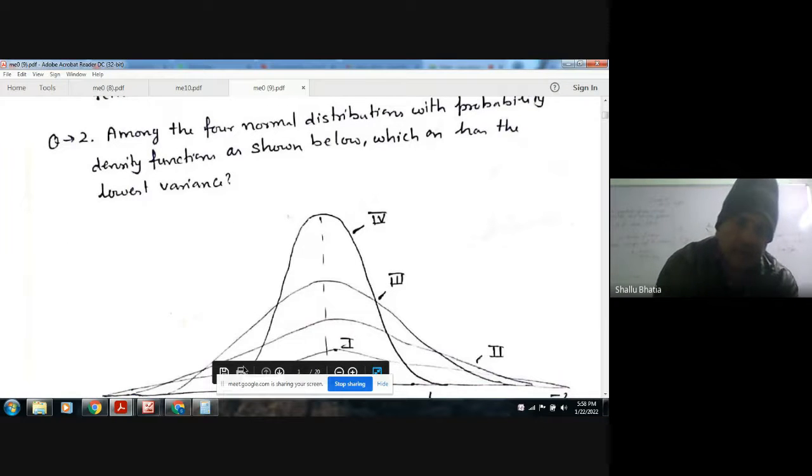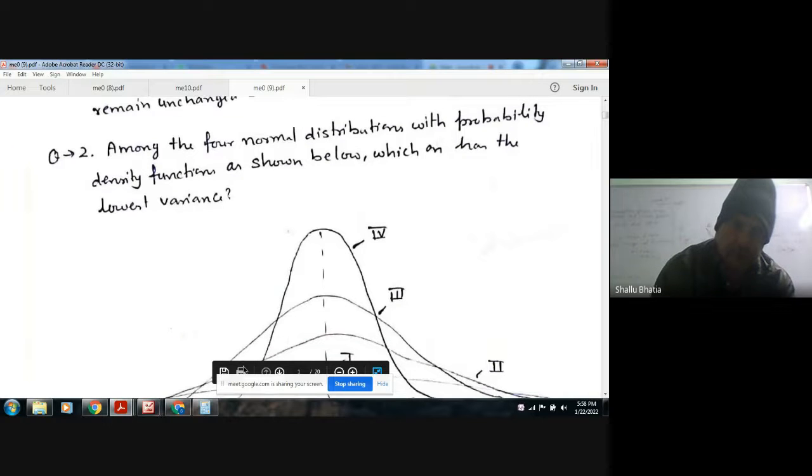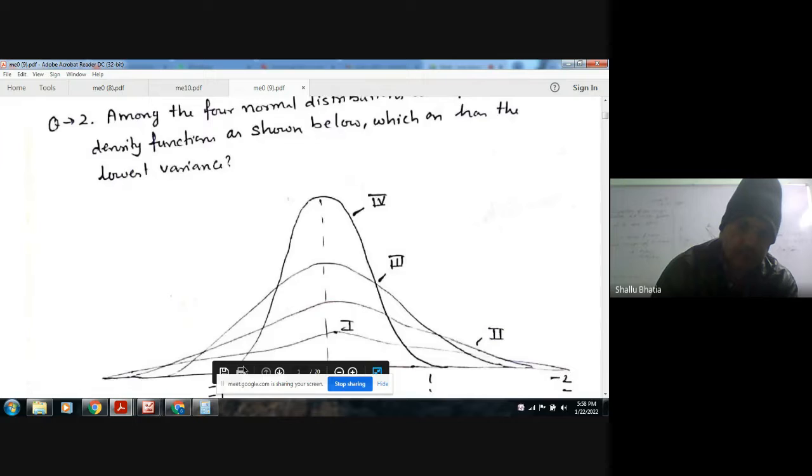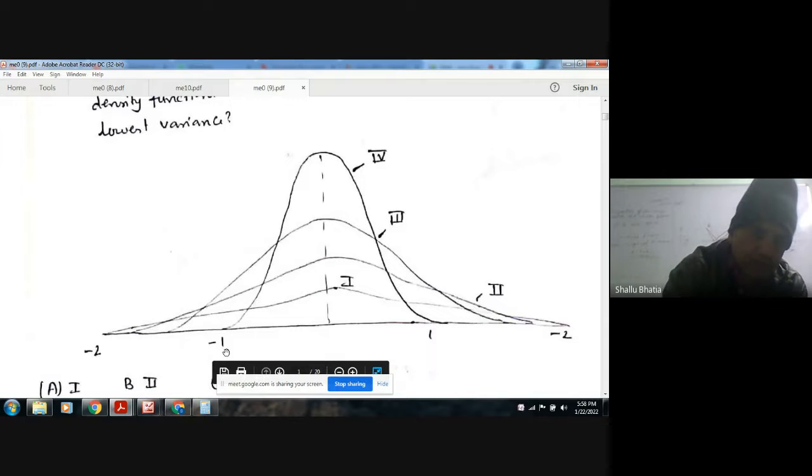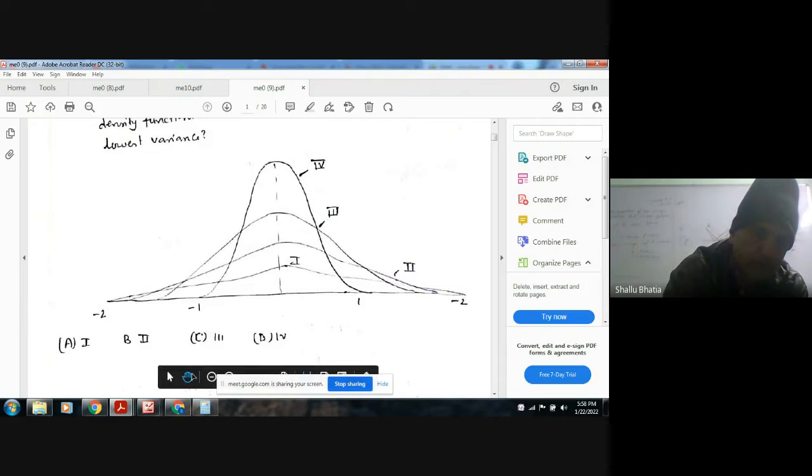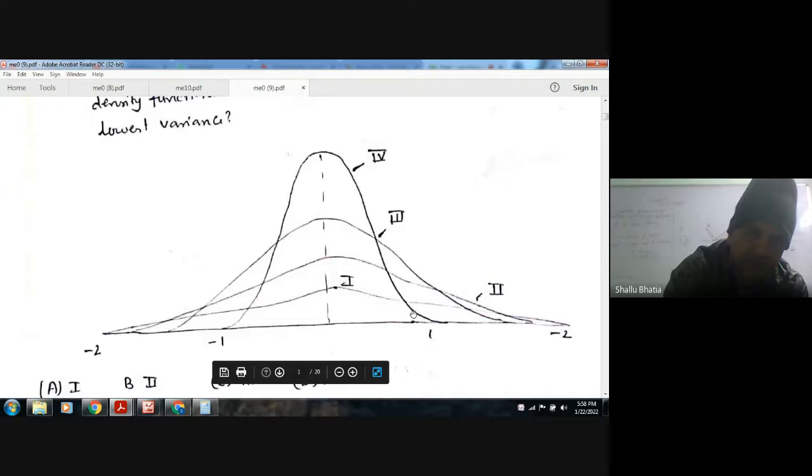Next, among the four normal distributions with probability density as shown below, which one has the lowest variance? These four curves are shown. This is curve one. This is curve two. This is curve three. This is curve four.